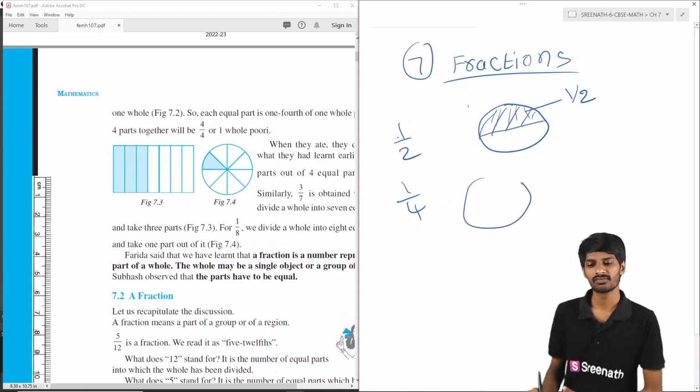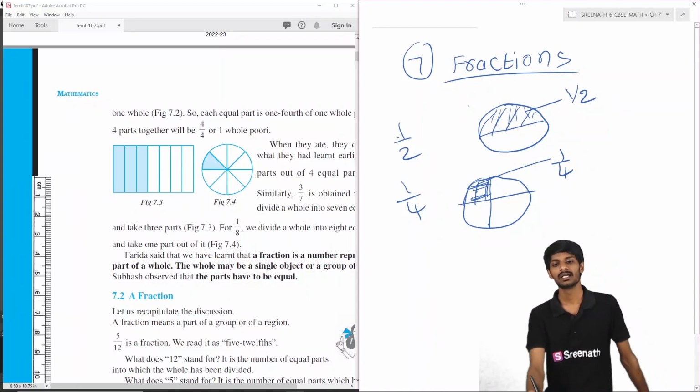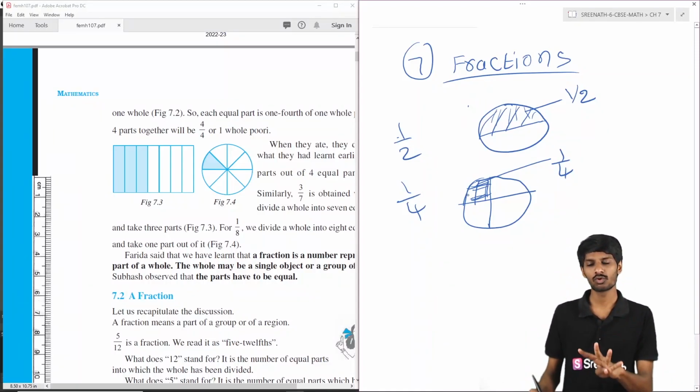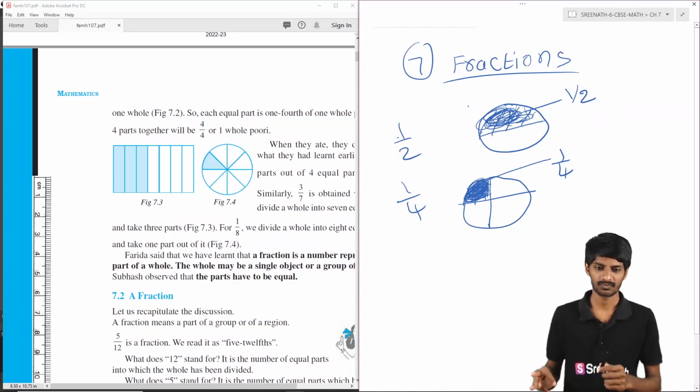So if there is a puri and we have cut it into 4 equal parts and you have shaded one such part, that part is represented as 1 by 4, which means it is one part out of 4 parts. Similarly, 1 by 2 is one part out of 2 parts.